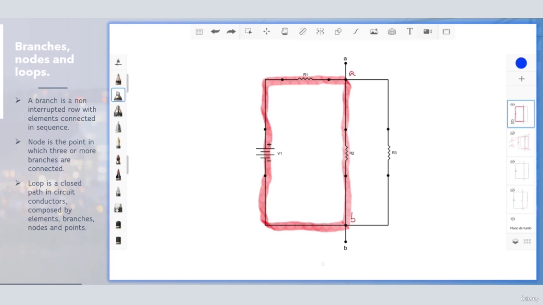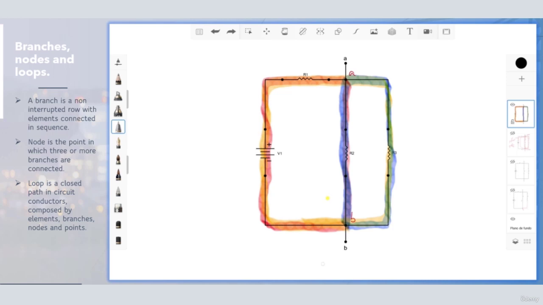And let's identify the second loop. I will start from B, going to A, and I cross this part of the circuit, and finally my start point is together with the end point. So this is the second loop. And the last loop we can do in this circuit is drawing a line from B and using together the components of this branch with the components of the last branch. So we have three possible loops in this circuit.